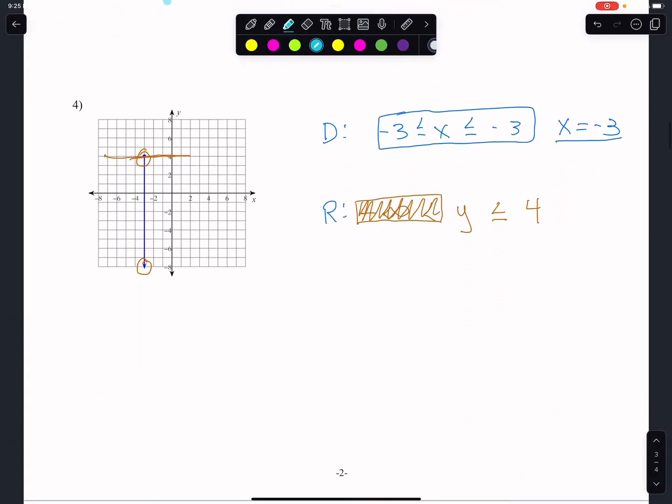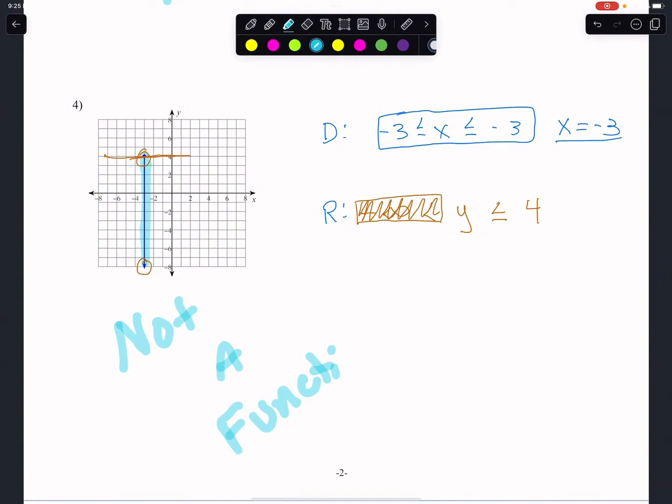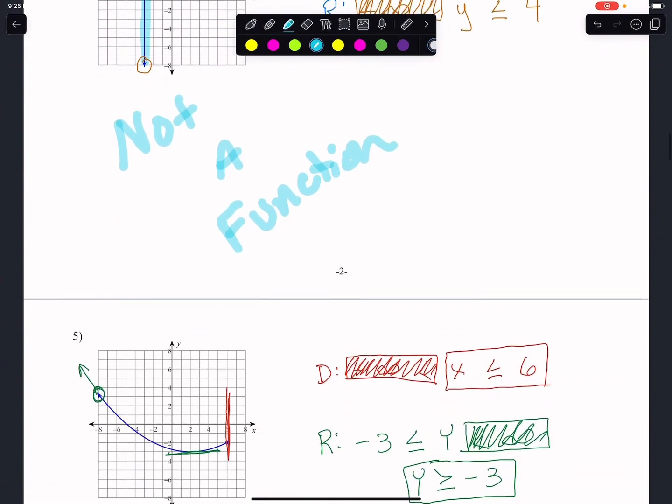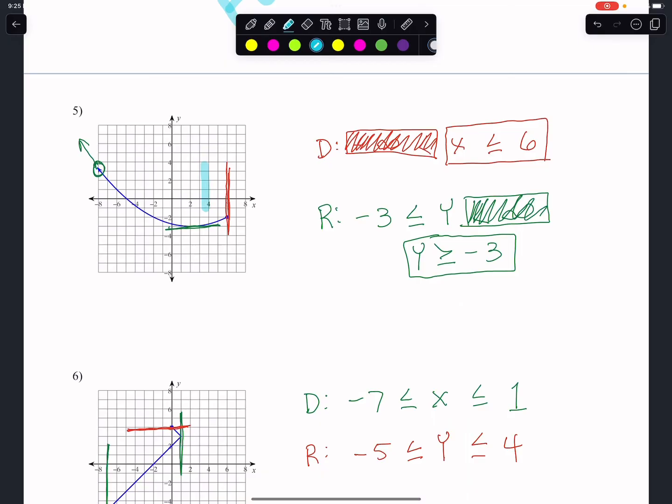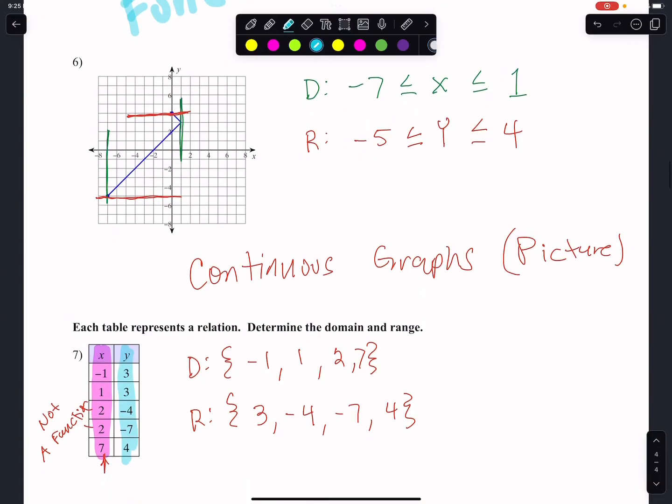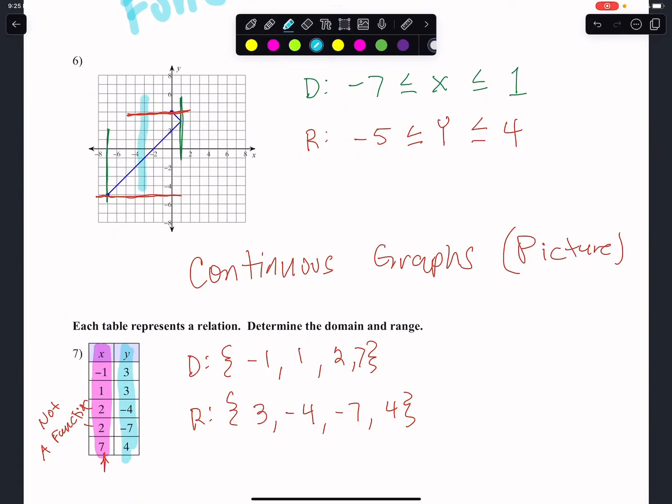Let's try number 4. Function or not a function? If I draw a vertical line, that is the whole line. That is no good. Not a function. Okay. Let's see this one. If I draw a vertical line anywhere, it only touches once. Function. And this one right here, if I draw a vertical line here, it touches once. But if I draw a vertical line right here, it touches twice. Not a function.